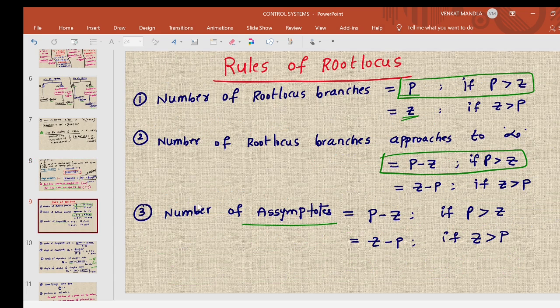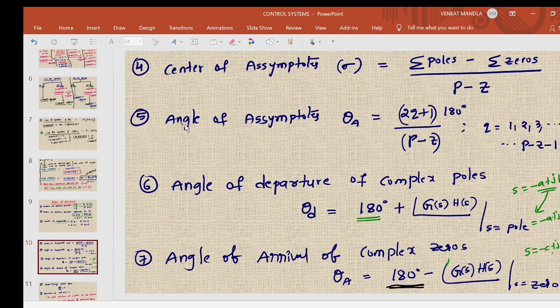Points 1, 2, 3 are not going to be changed, because these points are not derived based on the angle criterion. Next, the fourth one also is not going to be changed. The fifth one contains an angle, right? This is the angle of asymptotes. The fifth point will be changed to even multiples of 180 degrees divided by p minus z, where q is the same: 1, 2, 3 up to p minus z minus 1.